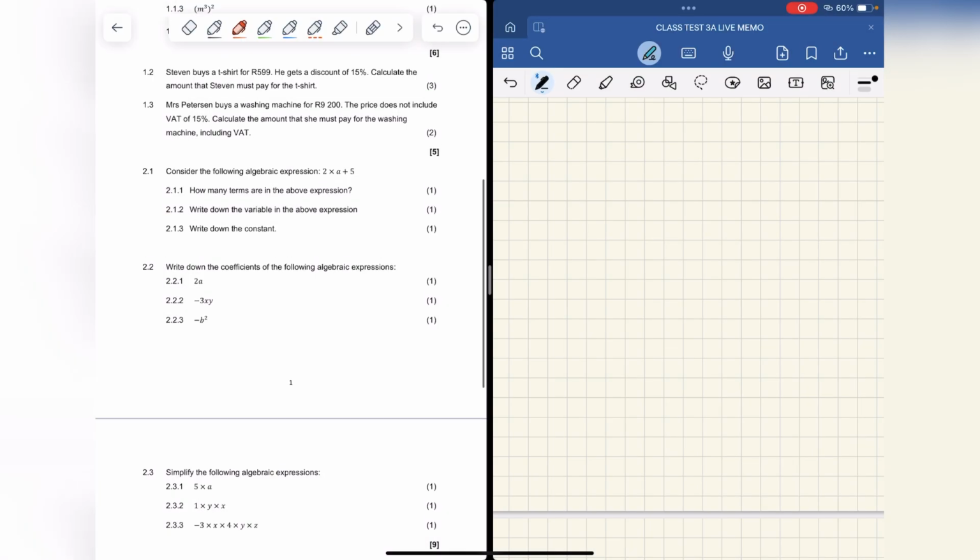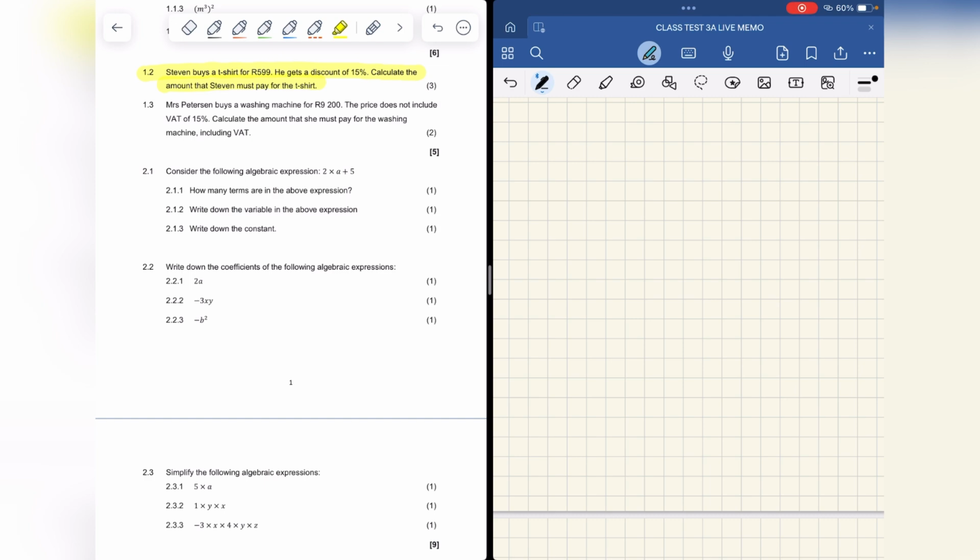Steven buys a t-shirt, so I'm here now. Just change that to yellow. Steven buys a t-shirt for 599 Rand. Calculate the amount. Steven buys a t-shirt for 599 Rand. He gets a discount of 15%. Calculate the amount that Steven must pay for the shirt.